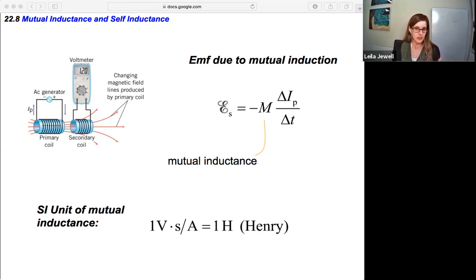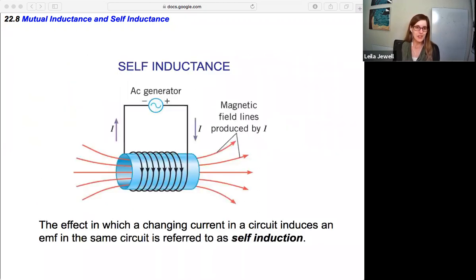So this is already kind of strange, that you can have these two coils next to each other where one is directly influencing the other, right? The secondary coil is picking up what the primary one is putting down. But it turns out it gets even stranger. There's something known as self-inductance. If you just have a single coil that has a changing current passing through it, that changing current will induce an EMF in the same circuit. This is known as self-inductance.